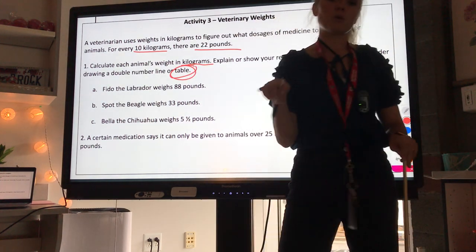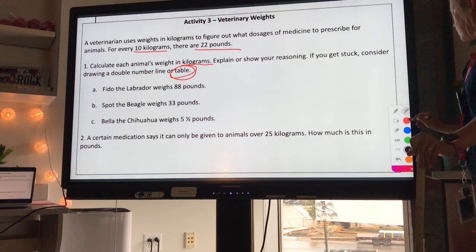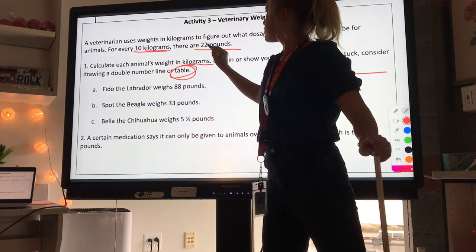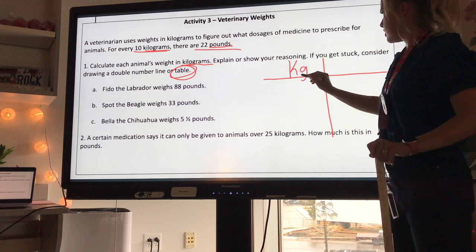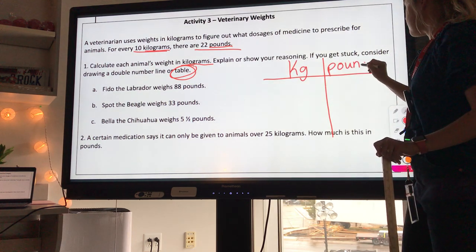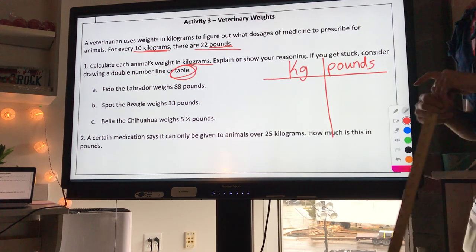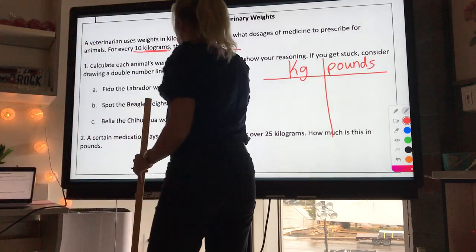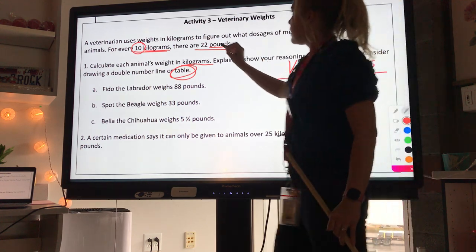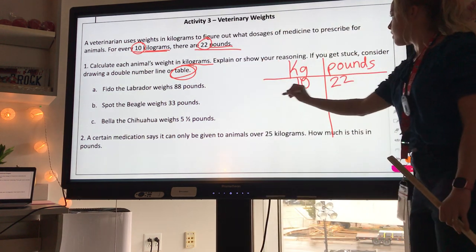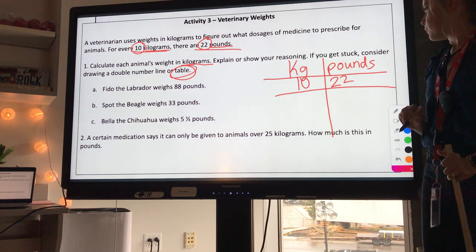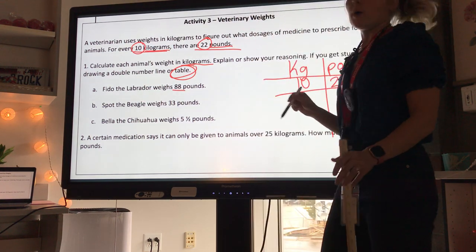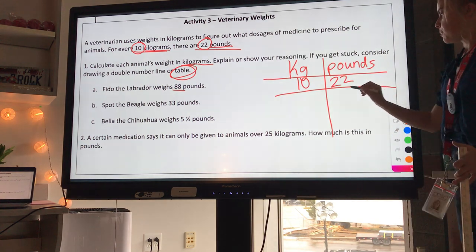Tables are our friends. I'm going to use a table always, always, always. Double number lines are great too, but tables are even better in my opinion. So I'm going to set up my table. My two categories are kilograms and pounds. So I'm gonna put kg for kilograms, and then I'm gonna put pounds. And make sure you write your work on your paper as you go. Make sure you're understanding and stopping when you get stuck or need more time. So I'm gonna put my table, 10 kilograms and 22 pounds. That's the ratio I'm going off of. So we can start working. So Fido the Labrador weighs 88 pounds. We're trying to find out what it weighs in kilograms, which is a different unit. So I'm gonna put 88 under pounds.